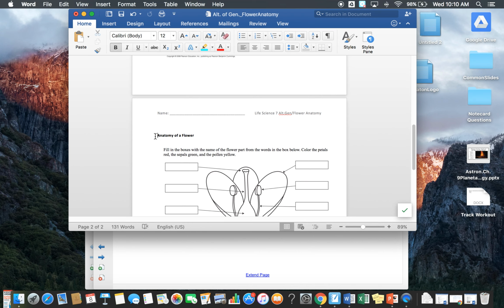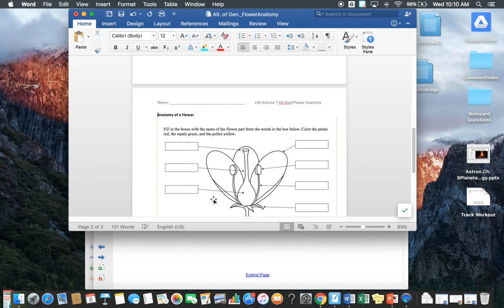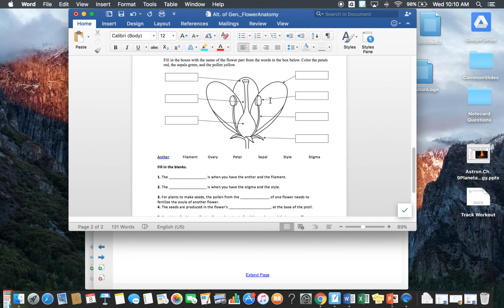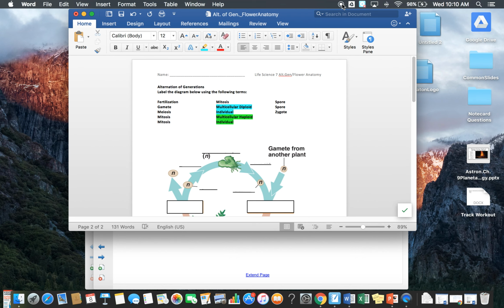And then the backside is the anatomy of a flower, which I'm going to cover parts of tomorrow, the male and female reproductive parts of flowers. So I hope that was helpful.